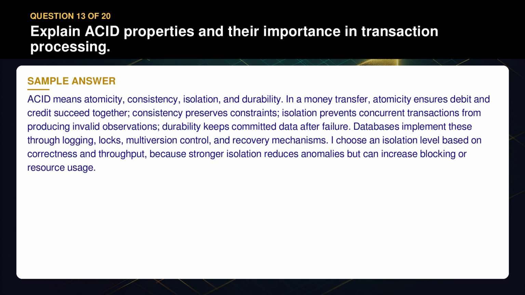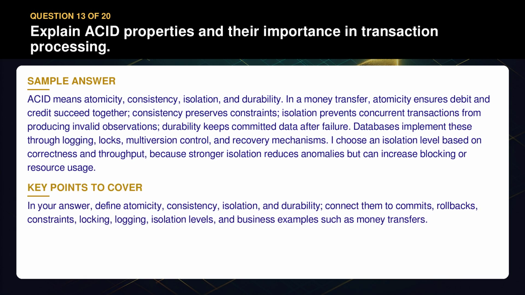Databases implement these through logging, locks, multiversion control, and recovery mechanisms. I choose an isolation level based on correctness and throughput, because stronger isolation reduces anomalies but can increase blocking or resource usage. In your answer, define atomicity, consistency, isolation, and durability. Connect them to commits, rollbacks, constraints, locking, logging, isolation levels, and business examples such as money transfers.